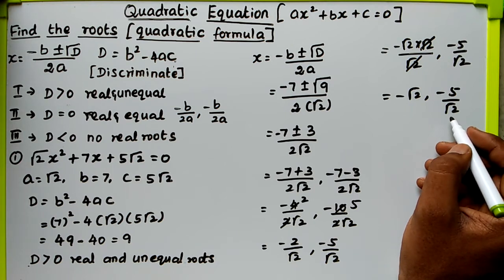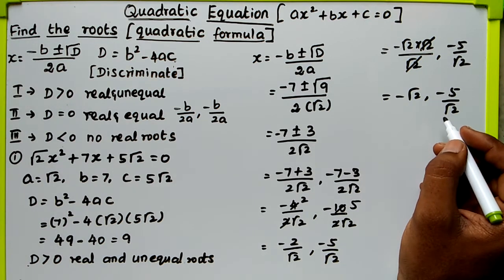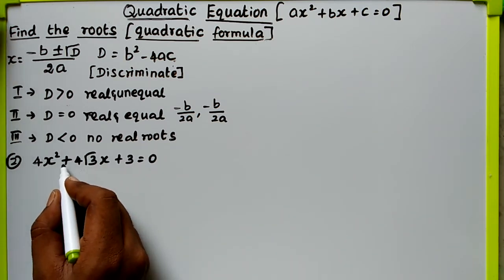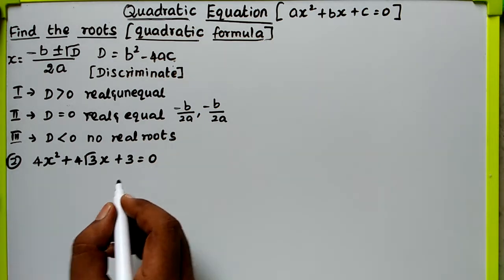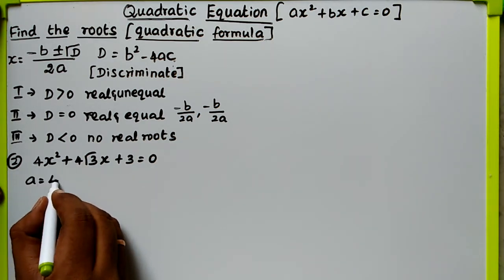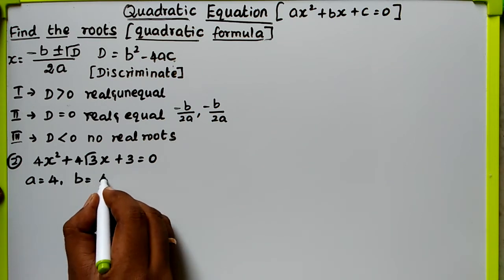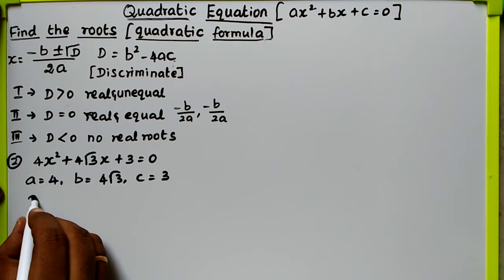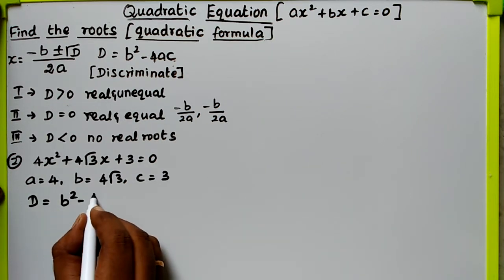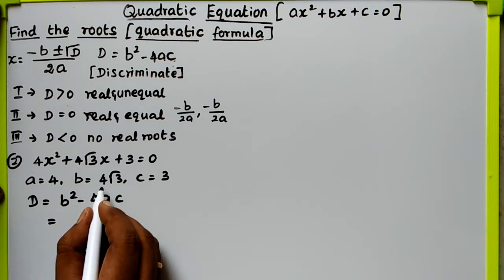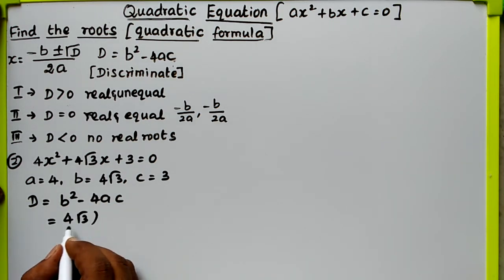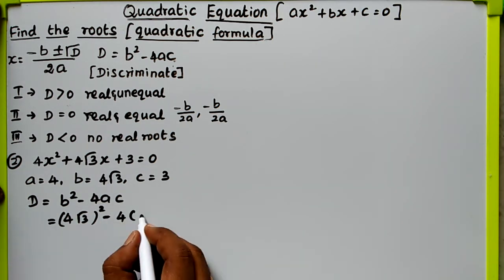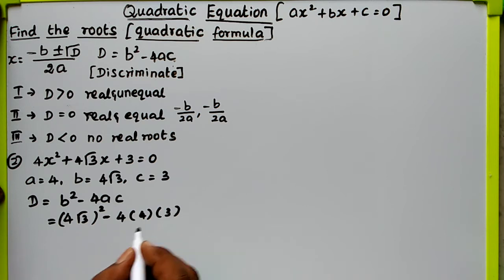So the first method we have solved, and we will go for the second method. The next question is 4x square plus 4 root 3 x plus 3 equals 0. Here the value of a is 4, the value of b is 4 root 3, and the value of c is 3. As usual, D equals b square minus 4ac.